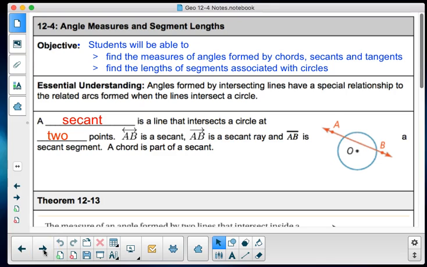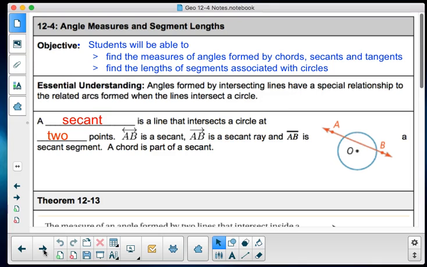Now, we've got our objective up top, essentially the essential understanding: angles formed by intersecting lines. Angles formed by intersecting lines have a special relationship to the related arcs formed when the lines intersect at a circle.